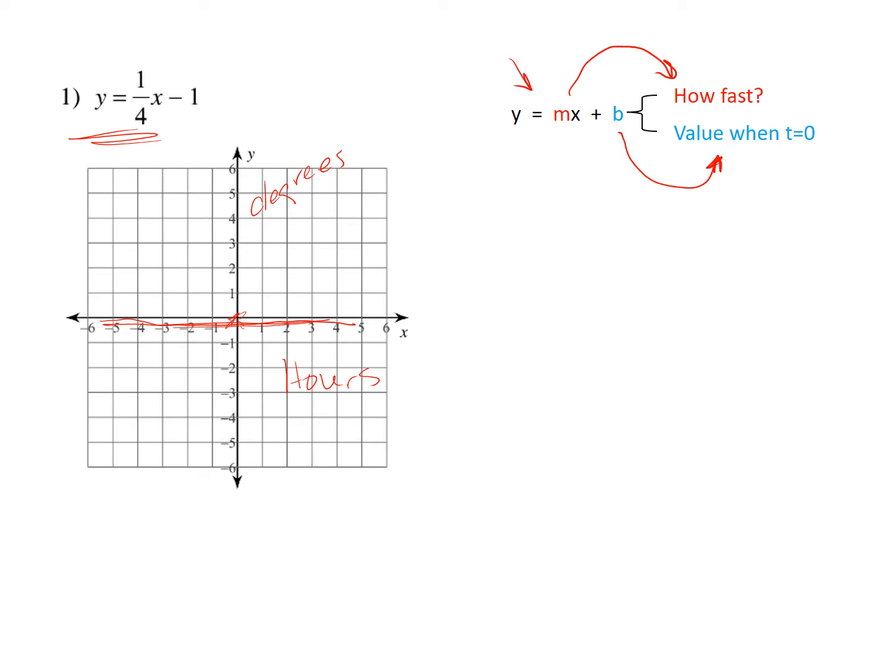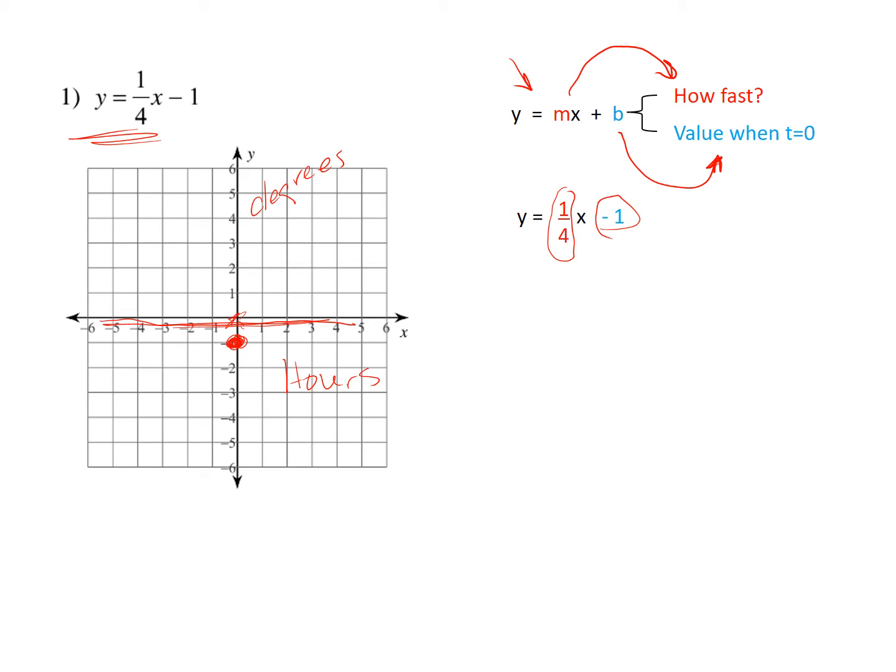And looking at the equation in the general form, this number right here, this -1, remember that represents the temperature when t is 0. So that's going to be -1, that's going to be right here. So I know that's going to be one point on my line. Now all I have to do is use this value, which tells me how fast the temperature is changing, and I can find another point.